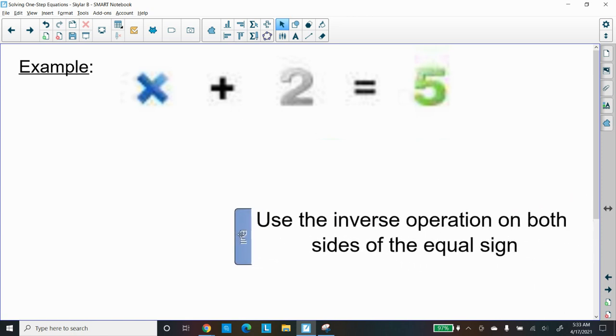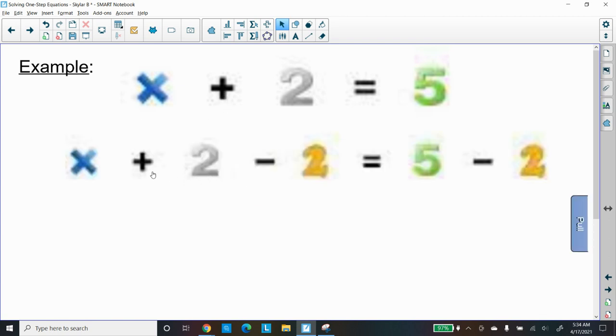Remember, inverse on both sides of the equal sign. So we're going to use the inverse or the opposite operation on both sides of the equal sign. So the operation is addition. So the opposite of addition would be subtraction. So instead of adding 2, we're going to subtract 2 from both sides of the equal sign. So notice I have a minus 2 in yellow on both sides of the equal sign.